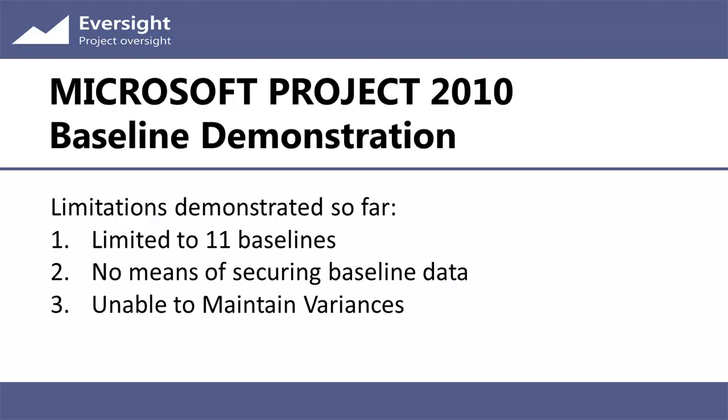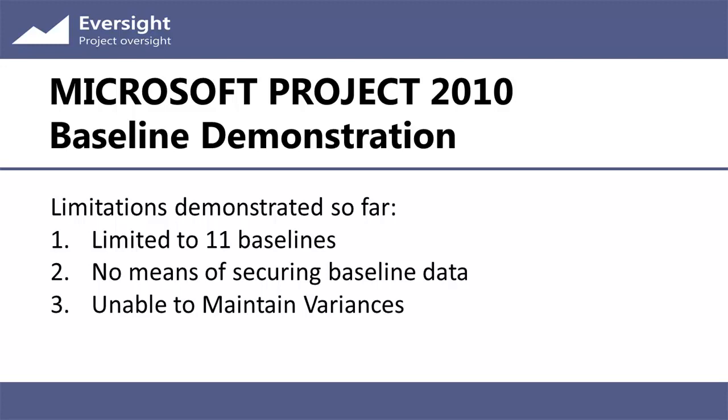Secondly, it's not possible to secure the baseline data within the Microsoft Project file, so it's vulnerable to accidental or unauthorized changes by anyone who has edit permissions on the file. And finally, when making baseline changes, Microsoft Project doesn't apply schedule logic to the baseline, which means that you can't distinguish between changes as a result of authorized changes and discrepancies as a result of variances.